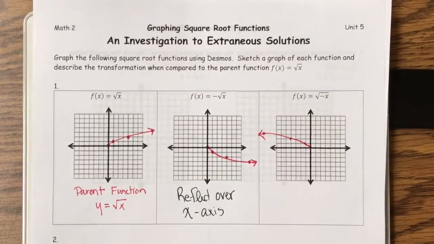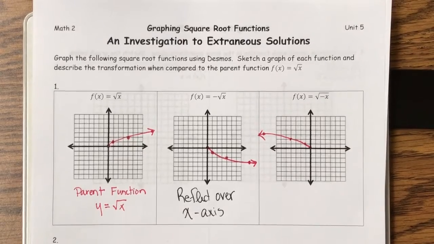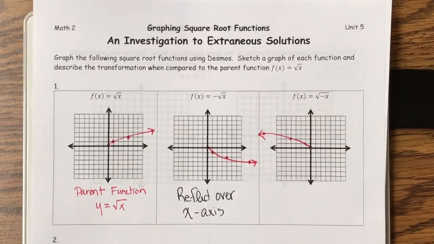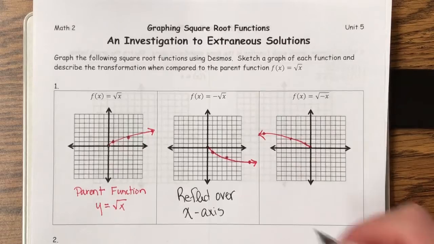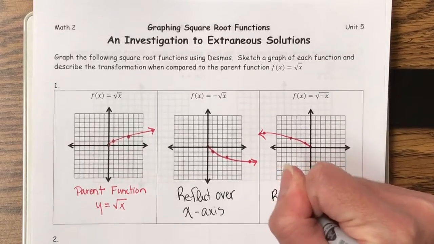Okay? Well, notice what happened when the negative is inside the square root. So when the negative is inside the square root, the function reflected over the y-axis.